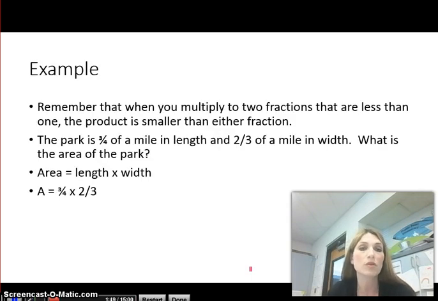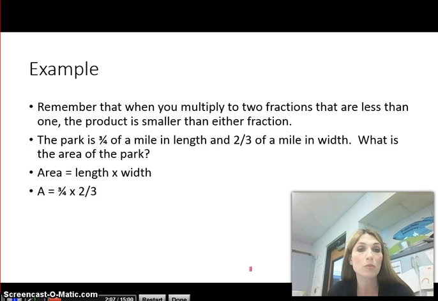For our first example, we want to remember that when you multiply two fractions that are less than 1, the product is going to be smaller than either fraction. And sometimes that is really confusing. We're used to thinking that when we multiply, we're going to get a bigger number. But whenever we multiply fractions, we are actually going to get a smaller number.